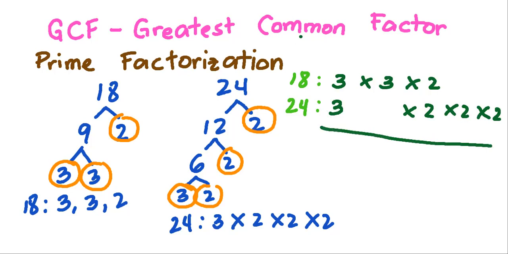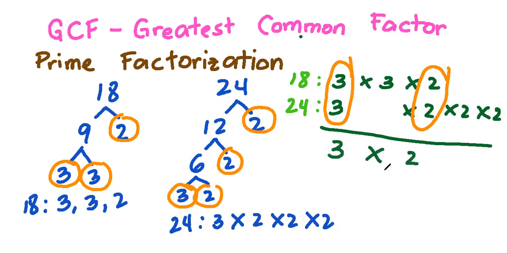Now let us encircle the common factors of 18 and 24. So we have 3 and 2. Let's just leave the numbers with no pair. So we will bring this down. We have 3 times 2, and 3 times 2 is equal to 6. Therefore, the GCF of 18 and 24 is equal to 6. So that's how you get GCF using prime factorization.